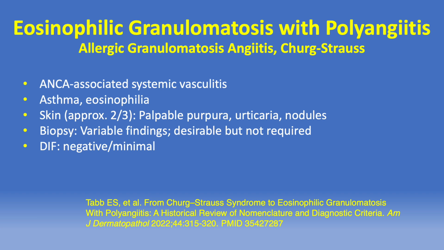Eosinophilic granulomatosis with polyangiitis, or EGPA, formerly Churg-Strauss, is primarily diagnosed by clinical criteria with asthma, peripheral eosinophilia, and positive ANCA serologies, but the skin is frequently involved, although the clinical presentation and corresponding histologic features can be quite variable. So in the end, skin biopsy is desirable but not ultimately required for diagnosis. And as would be expected for all of the ANCA-associated systemic vasculitides, direct immunofluorescence testing does not have a role, findings usually negative or minimal.